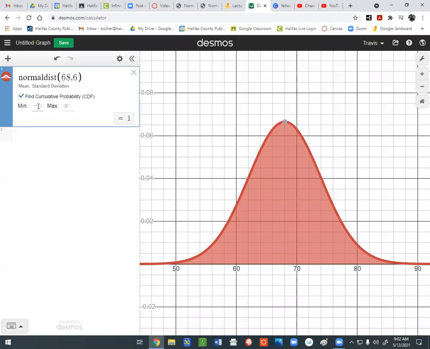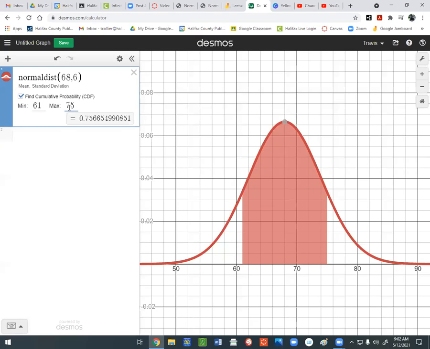So I go back here. My minimum is going to be 61. I type that in. And then my maximum is going to be 75. And then you can see how much of the area is actually shaded. This much right here. So 61 is going to be right here. That's my minimum. 75 is going to be my maximum limit. You'll see that right here. And then the answer is going to be at the bottom of the box, written as a decimal.